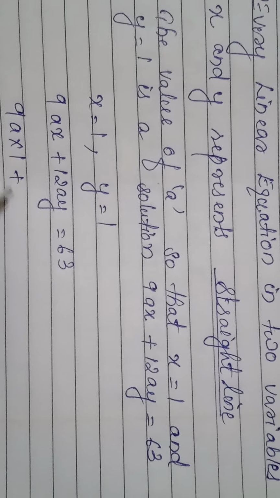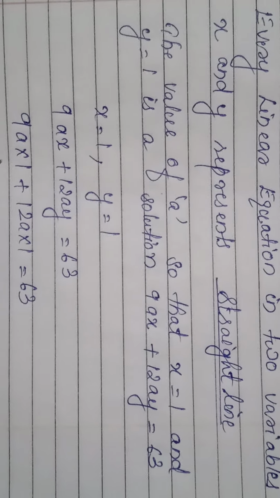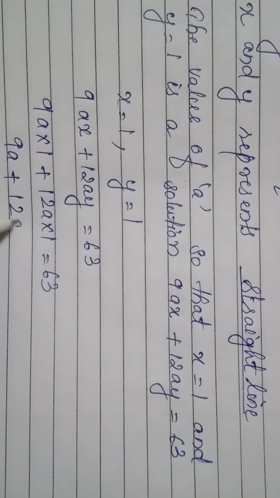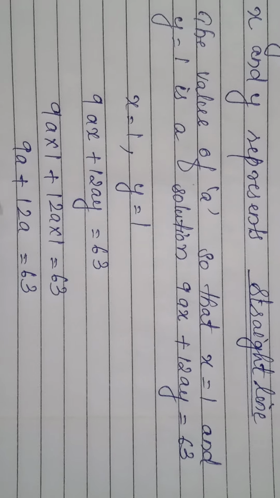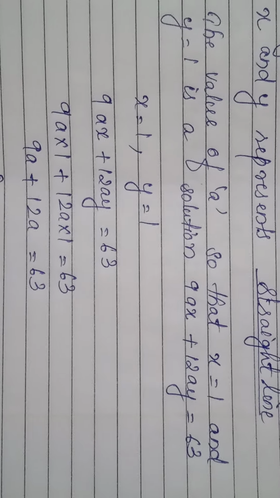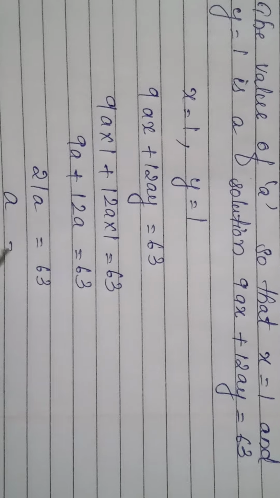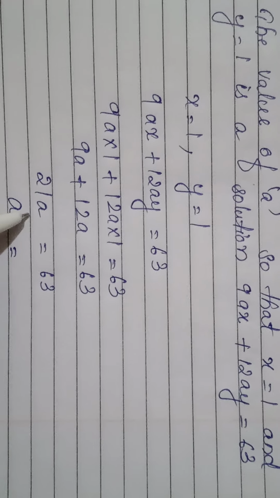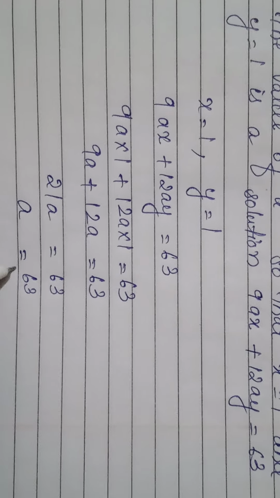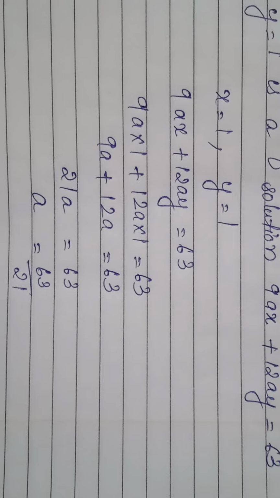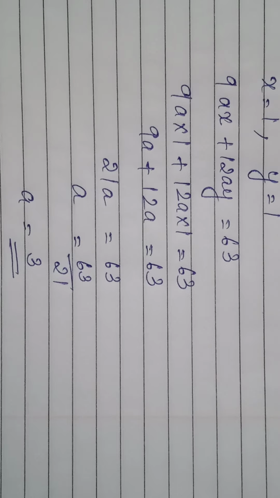So we shall substitute the values of x and y. 9a into 1 plus 12a into 1 equals 63. 9a into 1, 9a only. 12a into 1, 12a equals 63. 9a plus 12a, these are like terms, we have to add directly, so we will get 21a equals 63. We have to find the value of a. 21a is a multiplication over here, it will change to division on going to the right hand side, so it will be 63 divided by 21. So a is equal to 3, since 21 3s are 63. The value of a is 3. Understood?